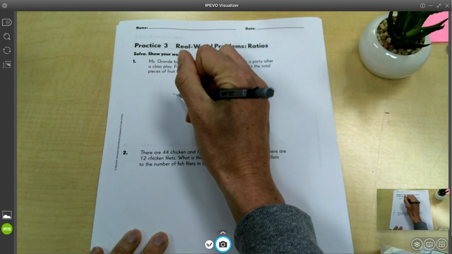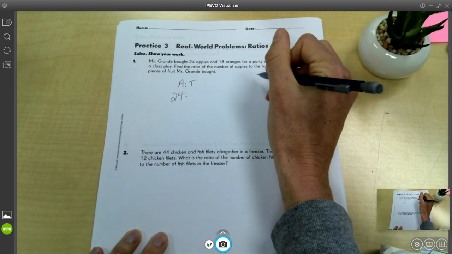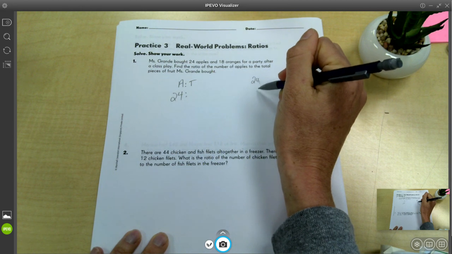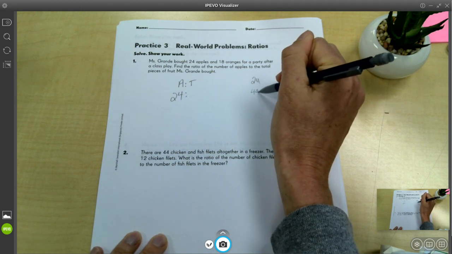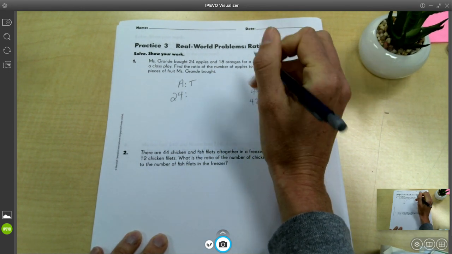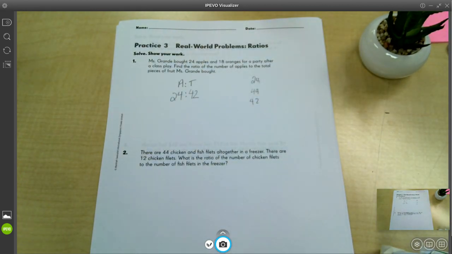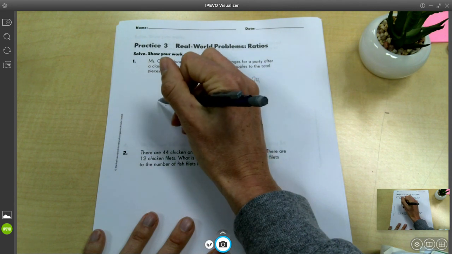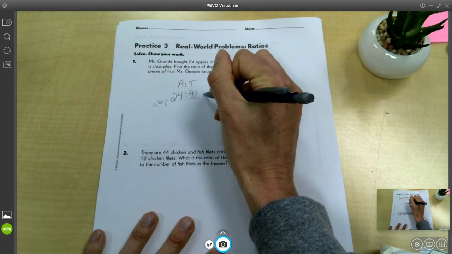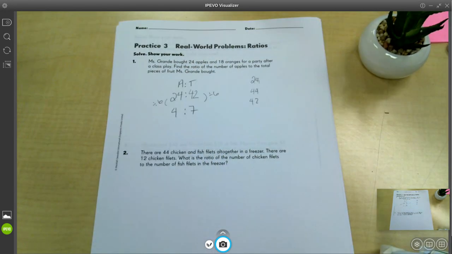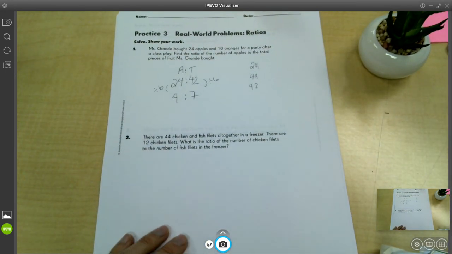Well, I have 24 apples, so I can put that one down. For the total, I'm going to have to add them together. 24 plus 18. Well, 24 plus 20 gives me 44, minus 2 gives me 42. So there is my ratio. Now, these can both be simplified. They are both divisible by the number 6. Divided by 6, divided by 6, and I end up with 4 sevenths. Beautiful. You should always simplify if you can.